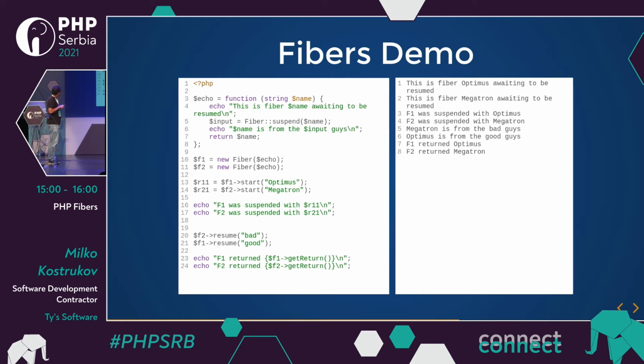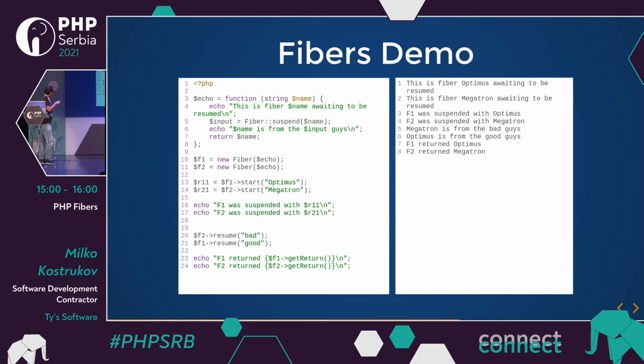And we're going to start by calling Optimus. And when we start, this will happen. We will get "this is fiber Optimus awaiting to be resumed." And it will stop. R11 is supposed to have whatever name is. Then we're going to start fiber 2 with Megatron. And this is going to print out "this is fiber Megatron awaiting to be resumed."